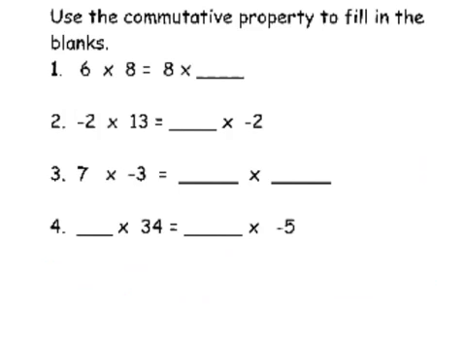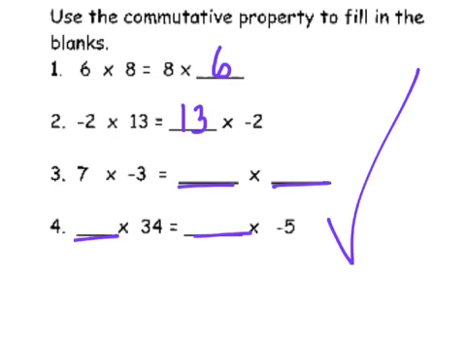Okay, so it says use the commutative property to fill in the blank. 6 times 8 equals 8 times 6. Negative 2 times 13 equals 13 times negative 2. Now go ahead and fill these in on your own, and then raise your hand for a check.